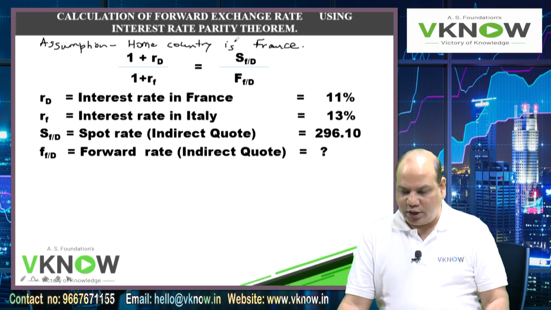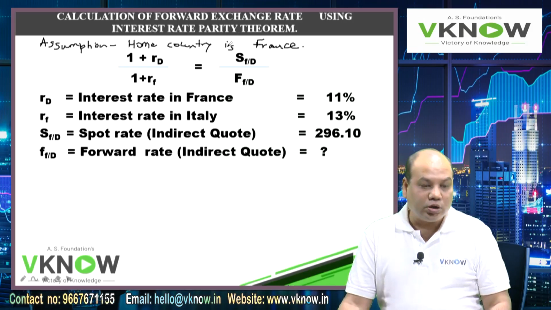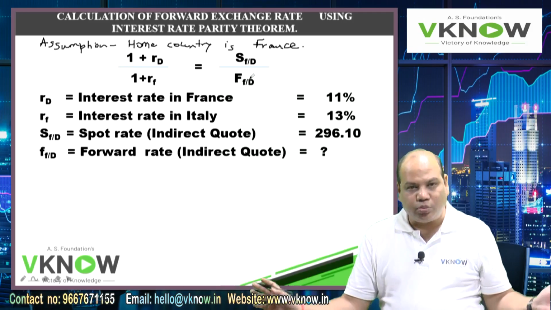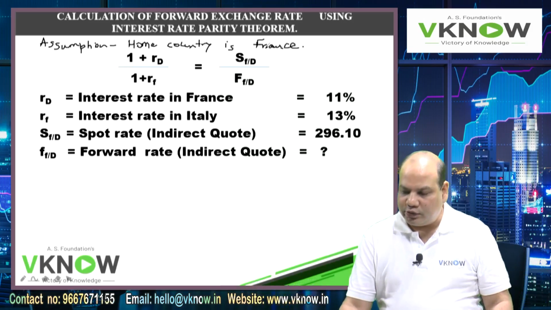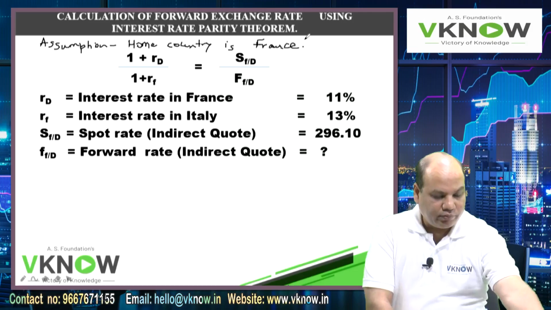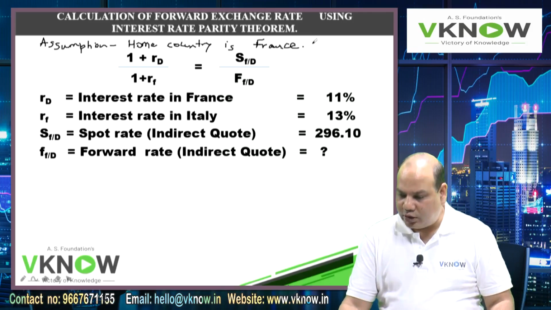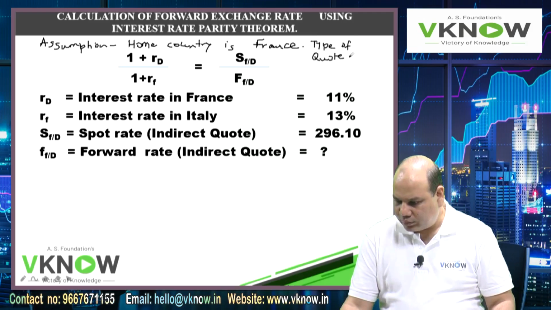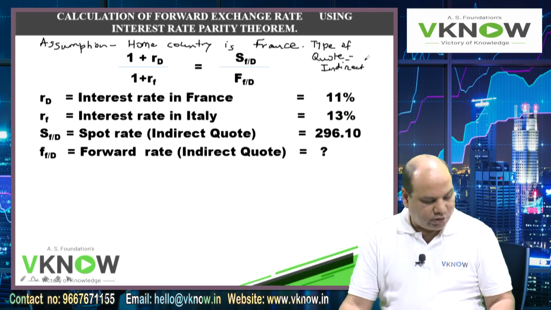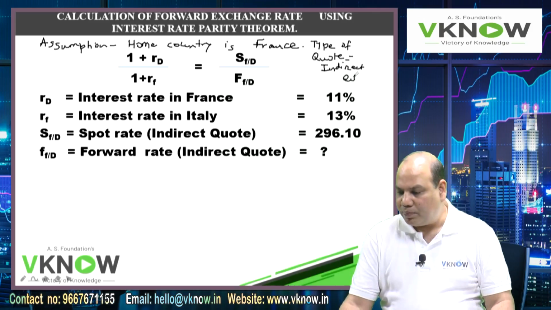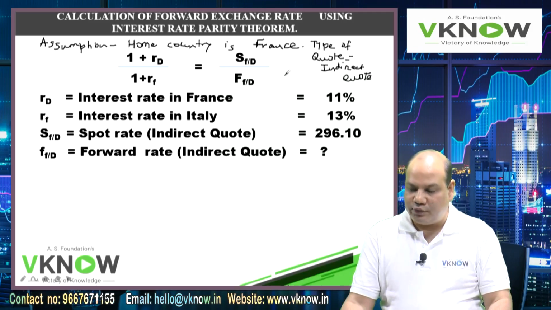Then you will ask, can I assume Italy is home currency? You can. Your answer will be the same because the numerator and denominator on both the sides will change. Home currency is franc. Next, write down the type of quote: indirect quote. Why is it an indirect quote? Because it is given lira per franc. Lira per franc is an indirect quote in France.